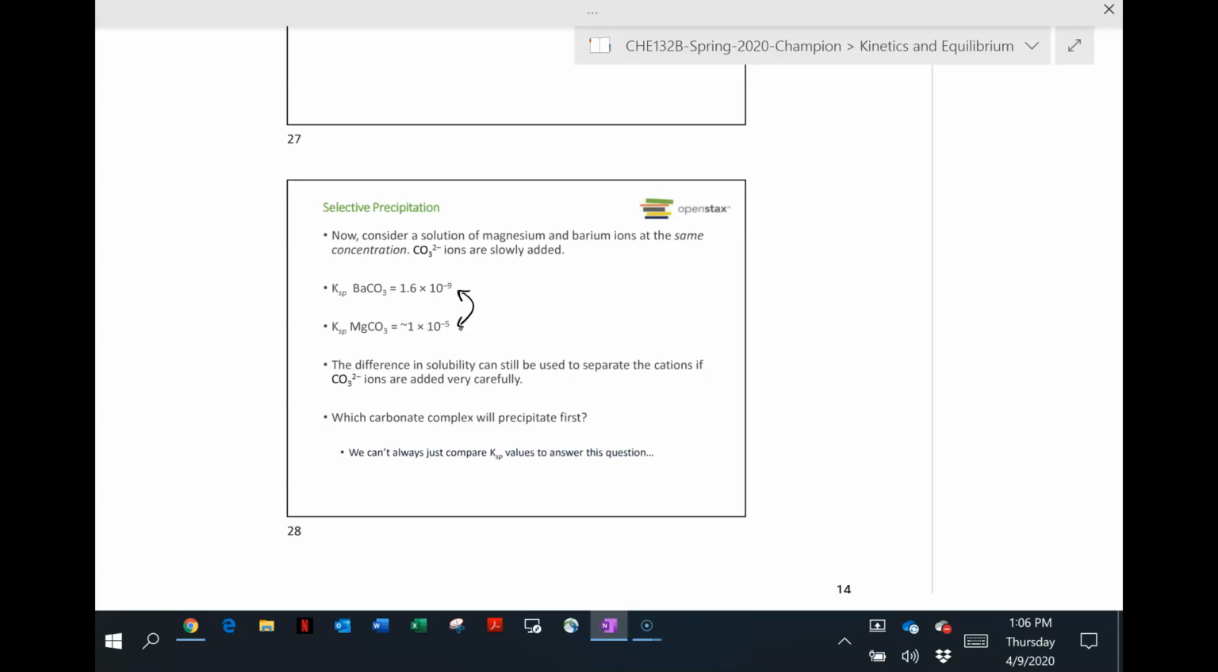You're asked which carbonate complex will precipitate first. Well, you can't just compare the KSP values because you have to think about stoichiometry, which means the ratio of the cation to anion.